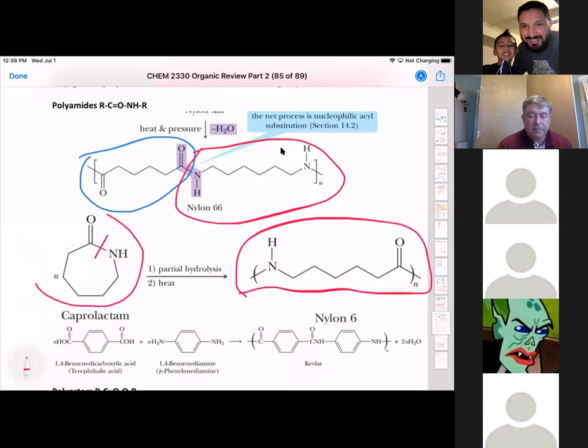Remember, this is a 7-membered ring. We say 5- and 6-membered rings are more stable, so it's actually taking account of making that 7-membered ring the less stable part, to ring open and make it longer. Then the aromatic version of this is what we call the aramids, and they form this fully aromatic polyamide that is called Kevlar.